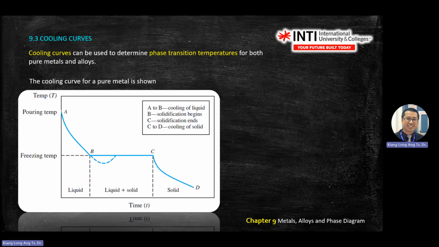What's the difference between AB and BC? AB is all liquid. Starting from B, you start to see something like popcorn inside the liquid, so small solids appear, then become bigger and bigger. When you reach C, it is 100% solid, no more liquid. Then from C to D, it is 100% solid, but the temperature cools down.